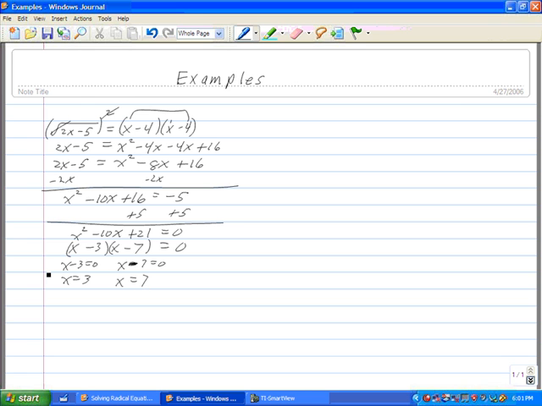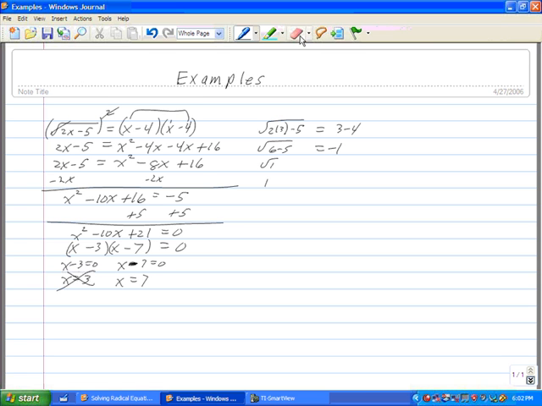Now I've got two answers to check. Alright, we'll try them both. Square root of 2 times the 3 minus the 5 is the square root of 6 minus 5, which is the square root of 1, which is 1. On the other side, is that equal to 3 minus 4, which is negative 1? No, this answer just didn't work. 1 doesn't equal negative 1.